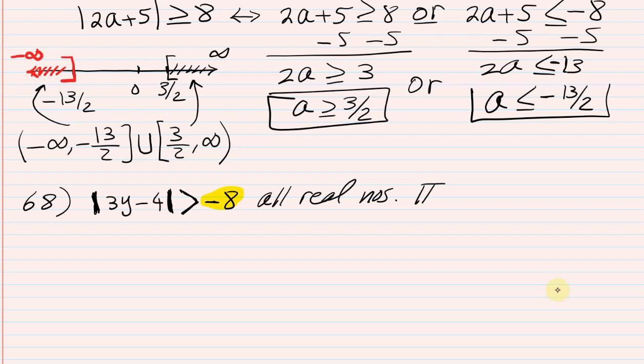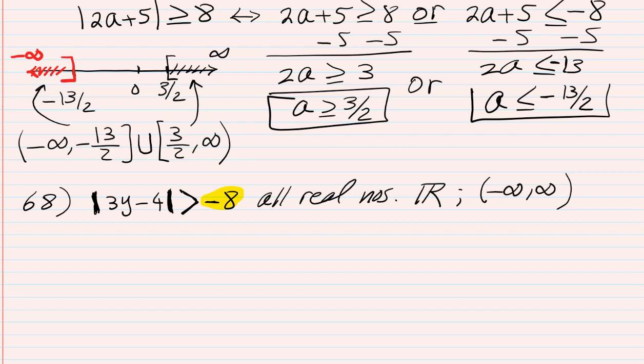All real numbers is written this way, or in interval notation, -infinity to infinity. And you can try your own numbers for y. Pick anything you like. Try it, and you will see that once you take its absolute value, it's going to be bigger than -8. That's the special case.